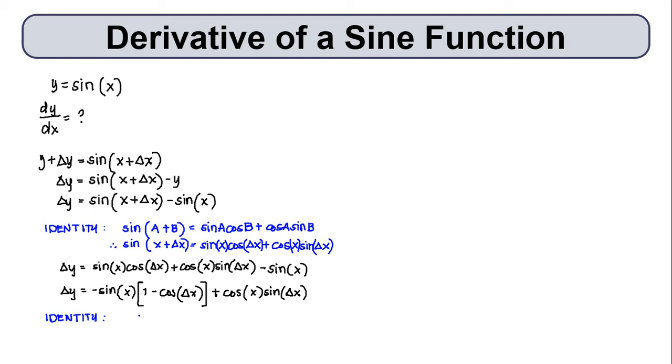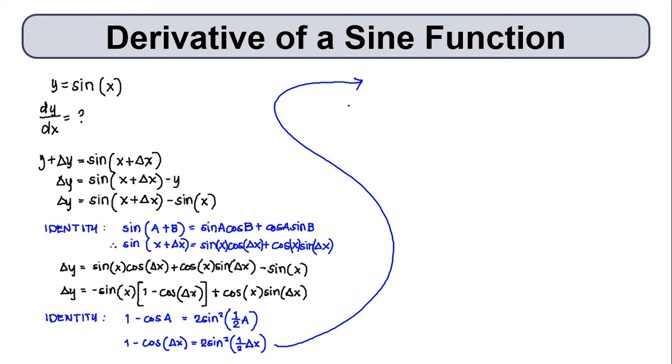Meron tayong identity na pag sinabi nating 1 minus cosine ng A equal daw yan sa 2 sine squared of 1/2 A. Nagets? Therefore, kung delta x yung gagamitin natin, yung ating 1 minus cosine ng delta x equal yan sa 2 sine squared ng 1/2 ng delta x. So, yun yung gagamitin natin pampalit dito. Ito ipapalit natin dito. Okay? So, ipalit na natin siguro ito sa taas.